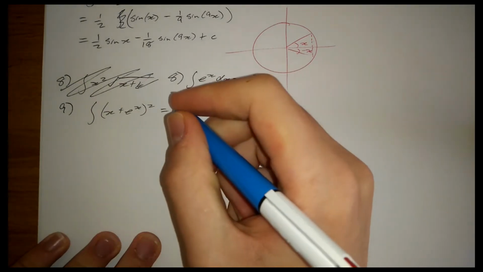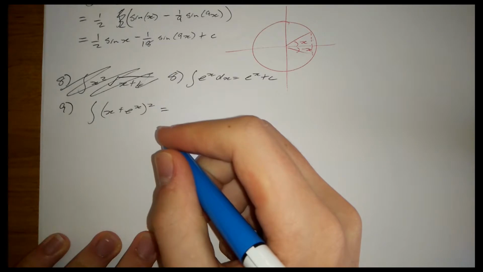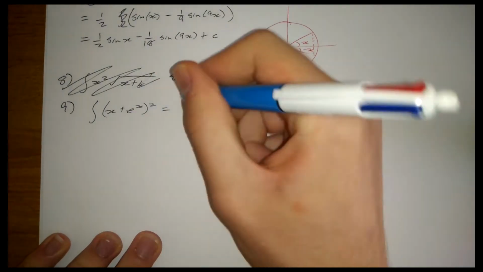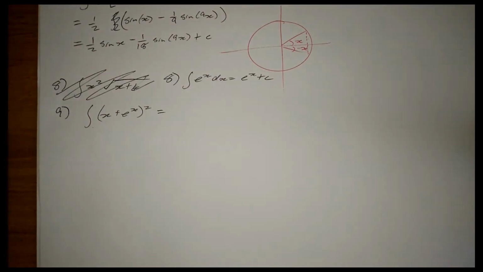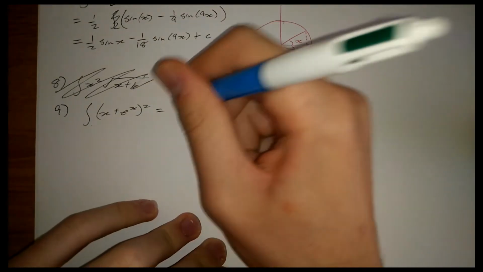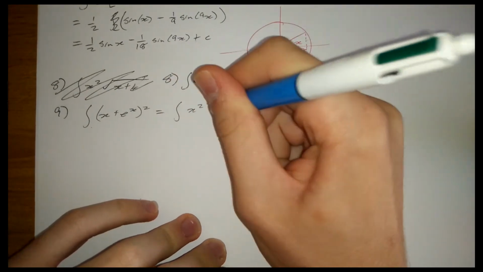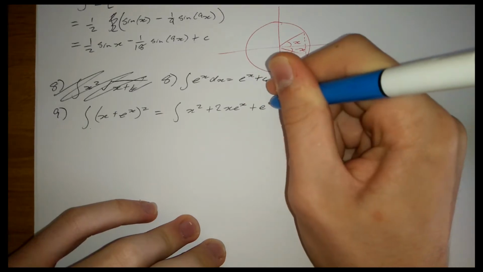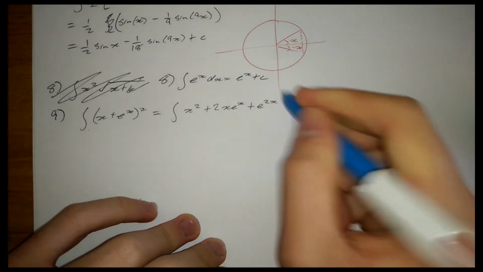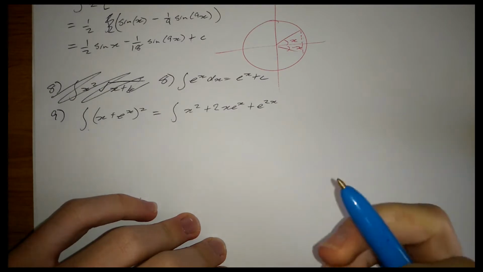Question 9. So this integral over here, well, we can't do anything with chain rule because the factor out the front is just a constant. It's not the derivative of what's inside the brackets. But nicely for us, it's just to the power of 2. So what we can do is just expand this. So we have x squared plus 2x e to the x plus e to the 2x. So e to the x squared is just e to the 2x.